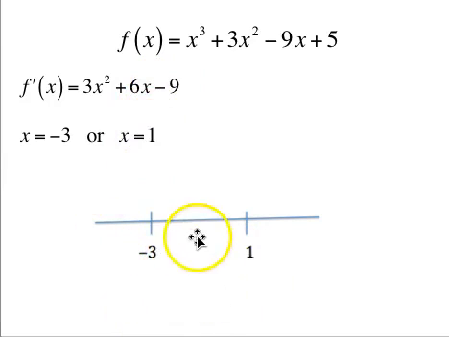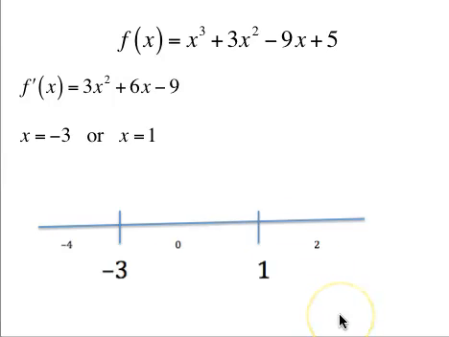Choose a number in each interval. Choose a number to the left of negative 3, a number between negative 3 and 1, and a number to the right of 1. And then we will determine whether the function is increasing or decreasing on those intervals. I've chosen negative 4 to be left of negative 3. I've chosen 0 to be between negative 3 and 1. And when you can choose 0, choose 0. The algebra is easy. Something beyond 1, I just chose 2.